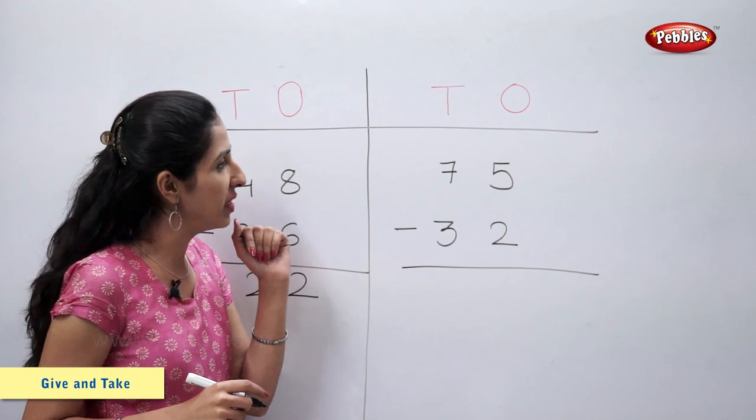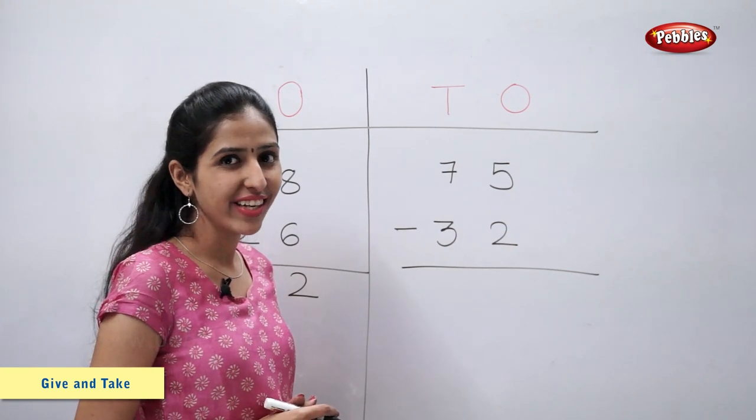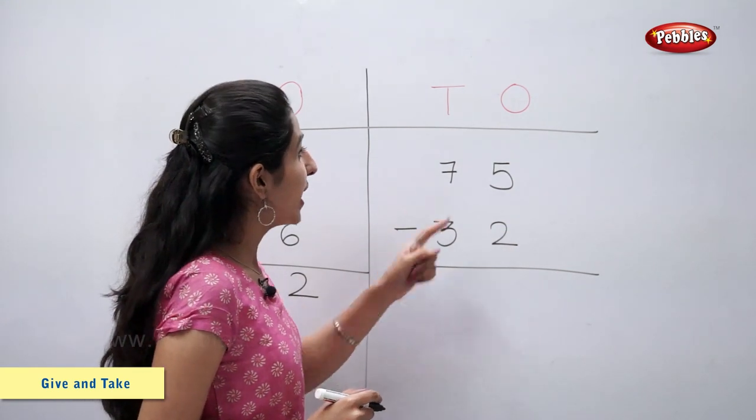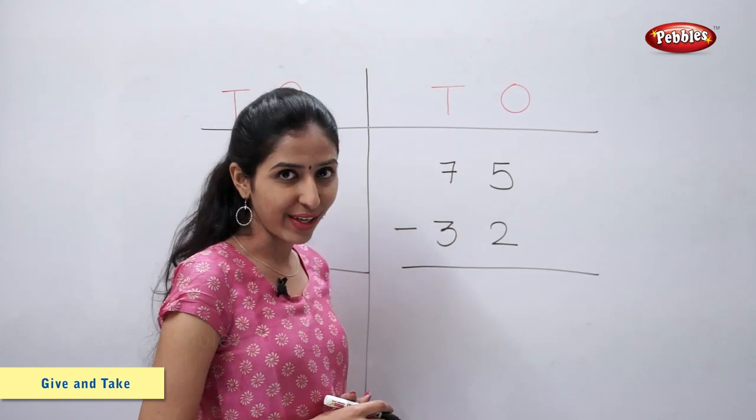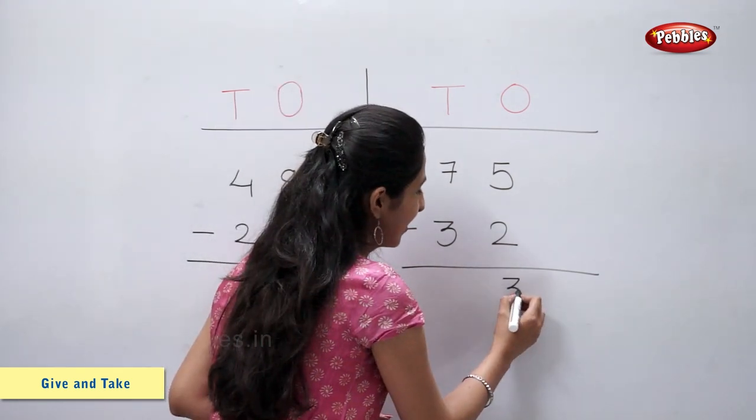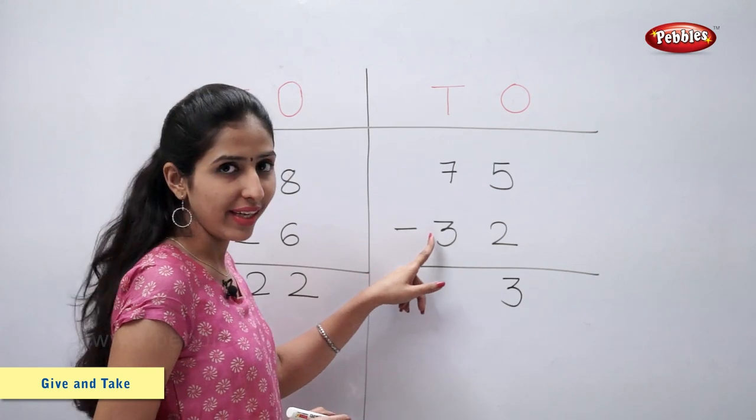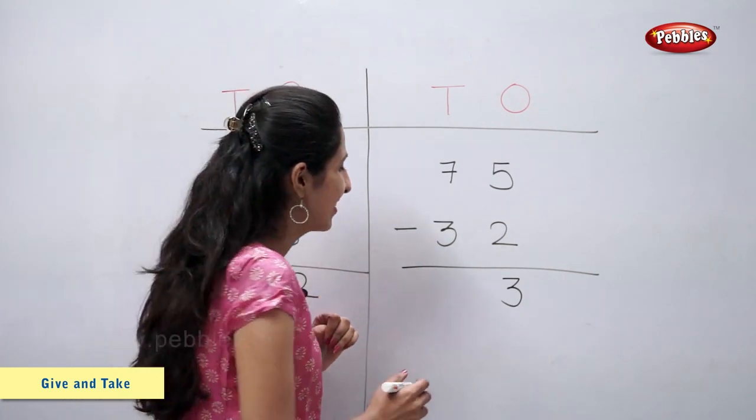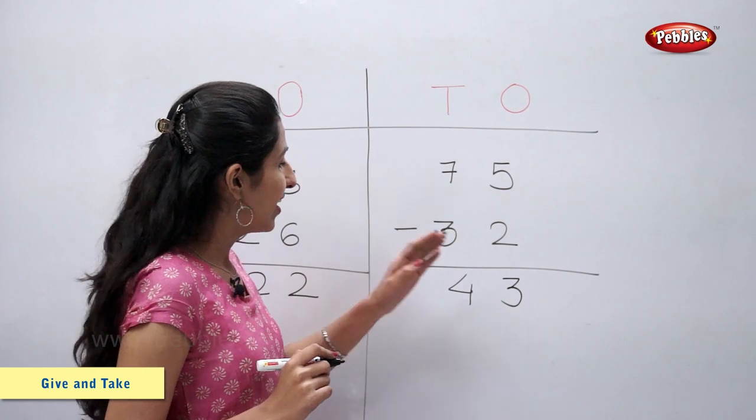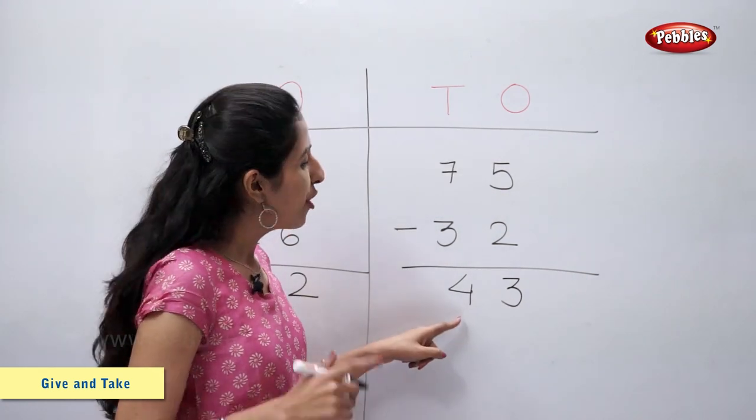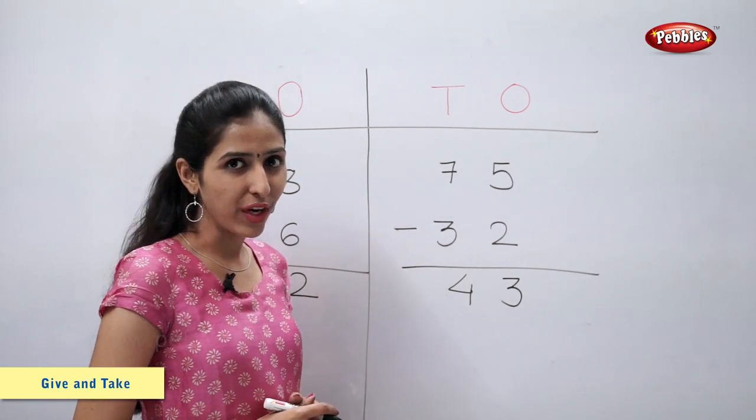Let's solve this example. 75 minus 32 is equal to how much? Let's find out. Let's subtract 1s first. 5 minus 2 is equal to 3. Now, tens. 7 minus 3 is equal to 4. So, we have 4 tens and 3 ones. So, the number is 43. So, 75 minus 32 is equal to 43.